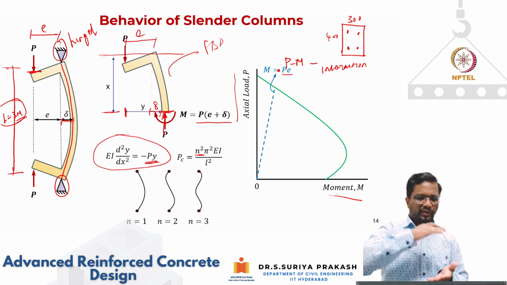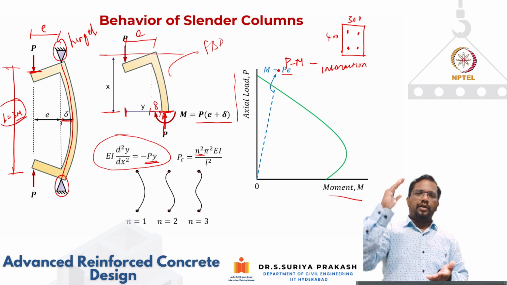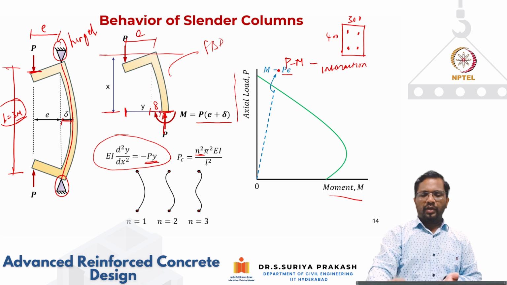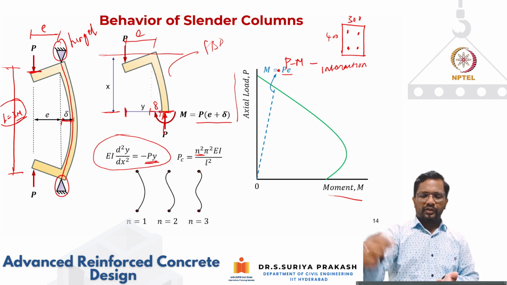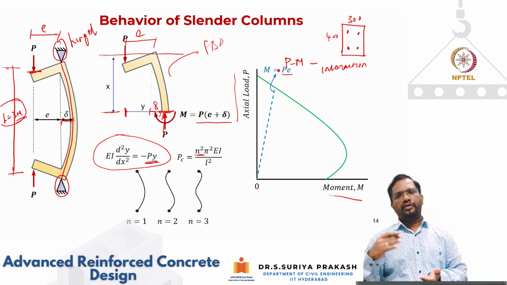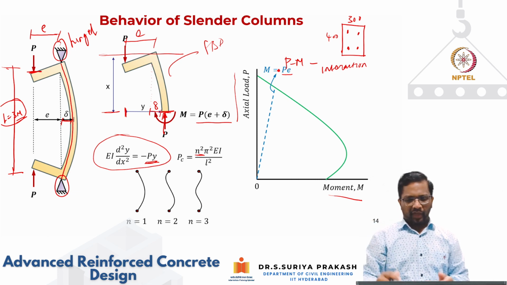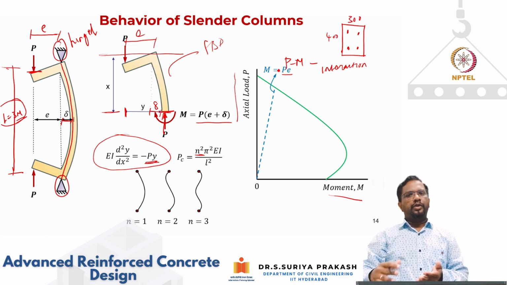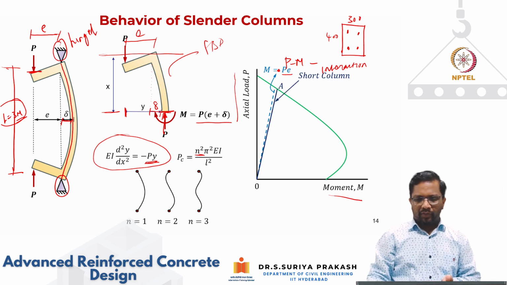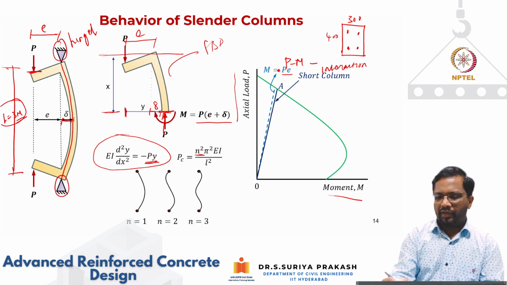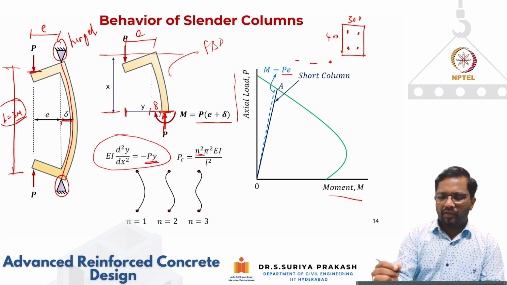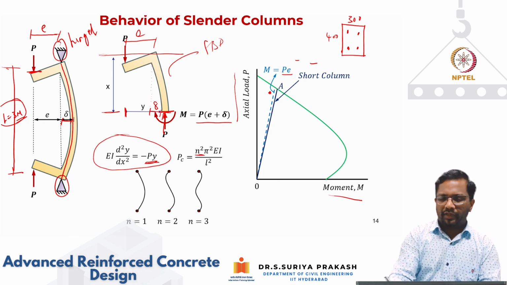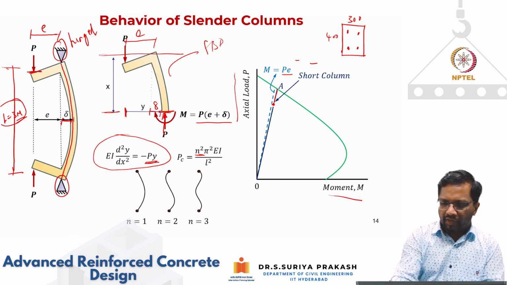For the cross section that I'm considering in the middle, if the column is very short, then the delta is going to be very, very small, or nearly zero. So theoretically, the applied bending moment at that cross section is going to be just P into E. But we know that even for a short column, you will have some delta. So if I include this delta, you will find that the bending moment is not going to follow this dashed line, and it is going to follow somewhat like this.